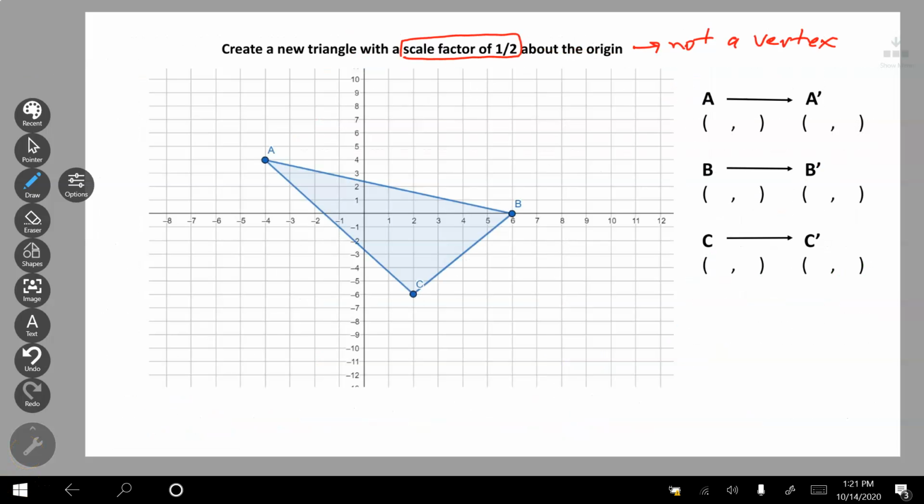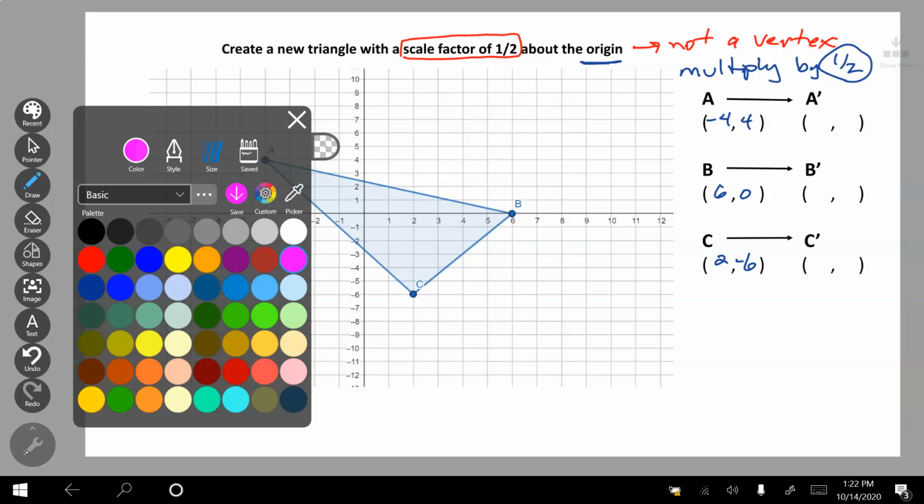So we've been working on doing scale factors from a given point, one of the vertices on the triangle. How about if it's about the origin, which is not the vertex? Well, this is actually a little bit easier because all you have to do is multiply all the x's and y's by whatever the scale factor is. So in this case, by a half. So when I'm at point A, that point is -4, 4. I'm at point B, that is 6, 0. And point C is 2, -6. And all I have to do is multiply all the x's and y's by my scale factor of a half, and I get new results.